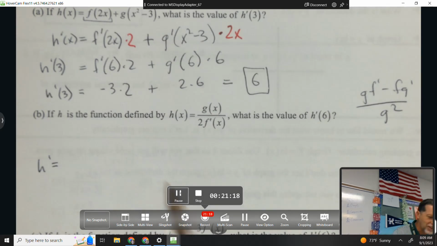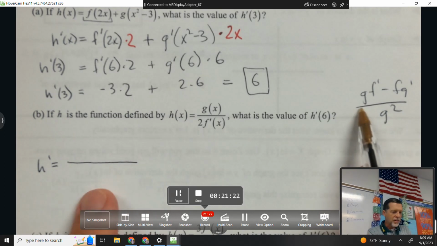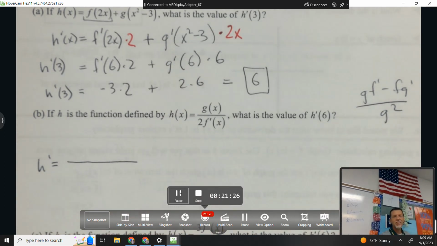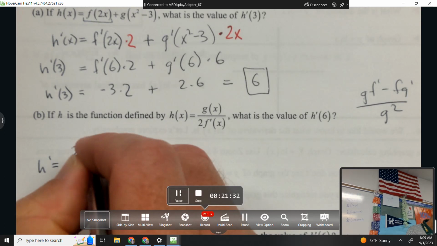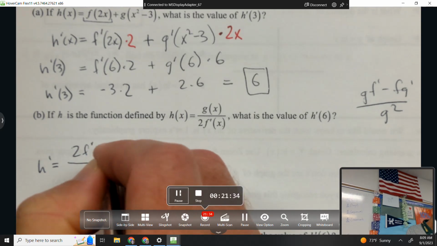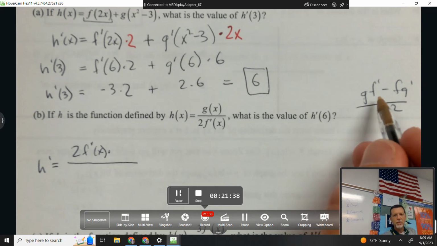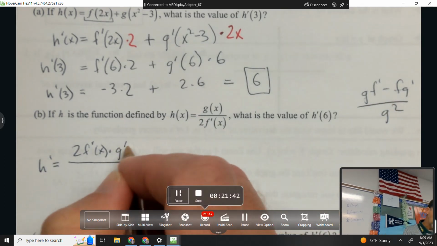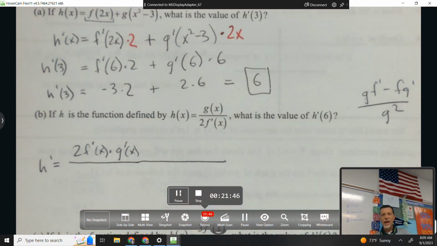So goodness. Okay, so G F prime. So that's the bottom one. So what's playing the role of G in this function? 2F prime. So G is 2F prime. And then I need F prime. That's the derivative of the top. What's the derivative of the top? G prime. So yeah, this is really annoying that they assigned these variables to this, given how we memorized the formula.